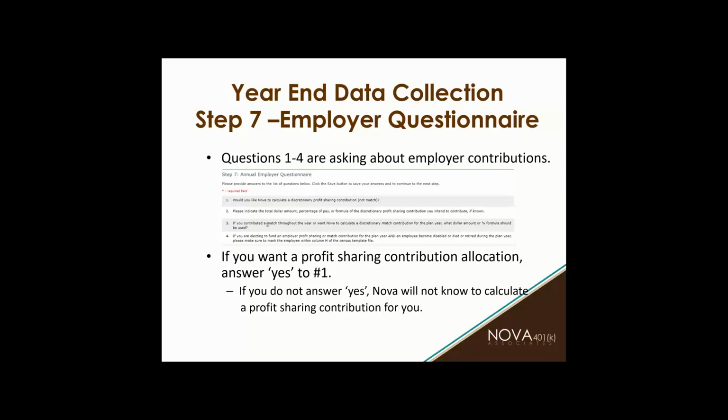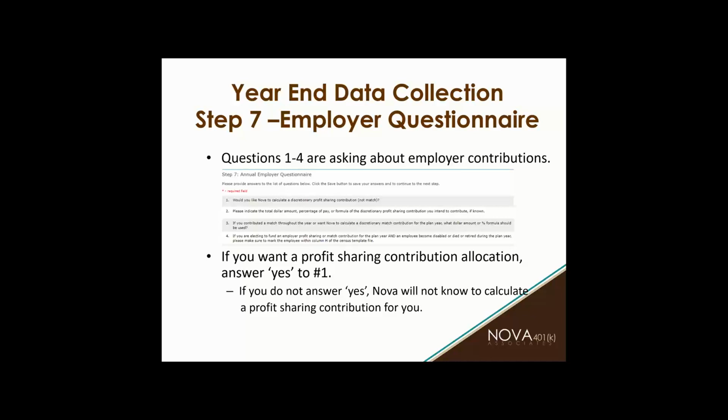Or if you contributed a match throughout the year, say you contributed dollar for dollar up to 6% throughout the year, put that on there. That way we know what you matched so that when we're doing our compliance testing, we can use that formula to make sure no one exceeded what they should have received, okay?